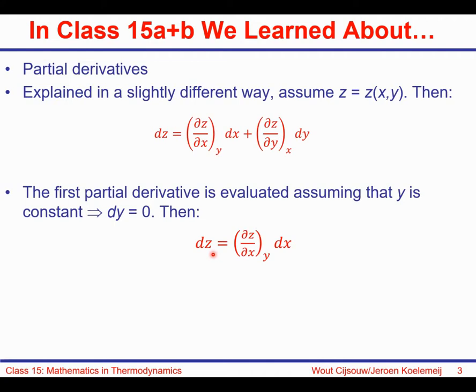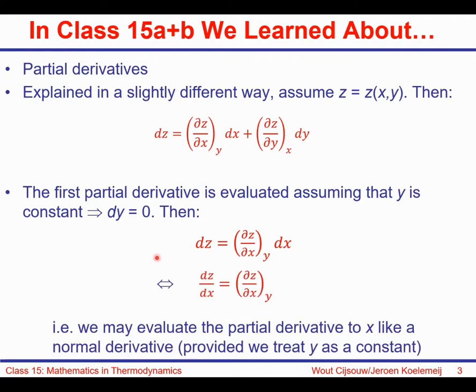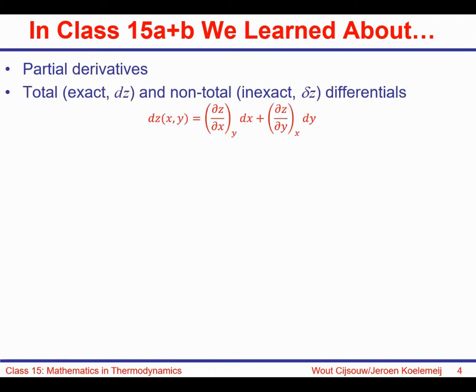Now we can divide both sides of the equation by dx, and then we find this expression, which essentially says that we can evaluate this partial derivative by just taking the normal derivative of z with respect to x, but keeping in mind that we treat the other variable, y, as a constant. So we learned about partial derivatives, we learned about total differentials, we learned about non-total or inexact differentials, which are denoted as delta z.